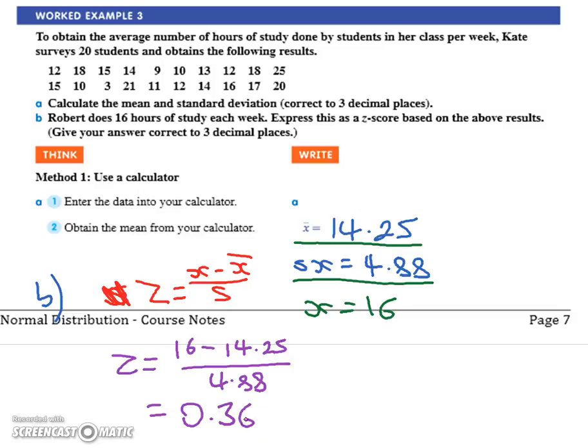Now, what does that tell us about his score? Is it above or below the mean? Above, because it's a positive Z-score. Okay? And is it 1 standard deviation above? No. Is it half a standard deviation above? It's about 0.36 above. Okay. So it's not even half a standard deviation above.